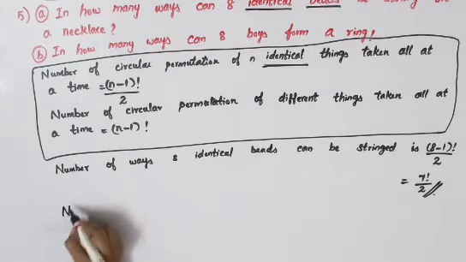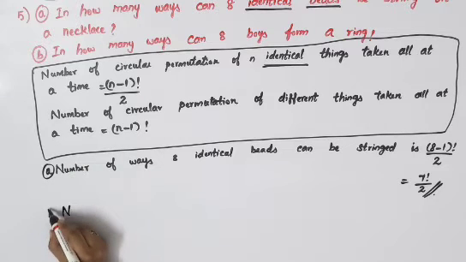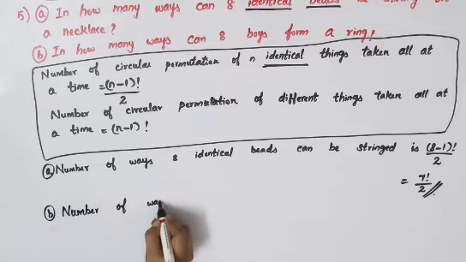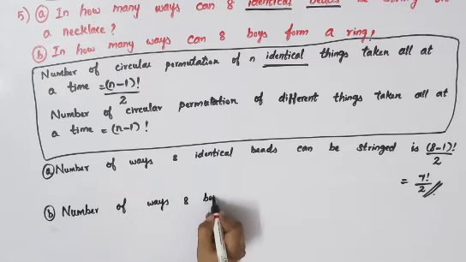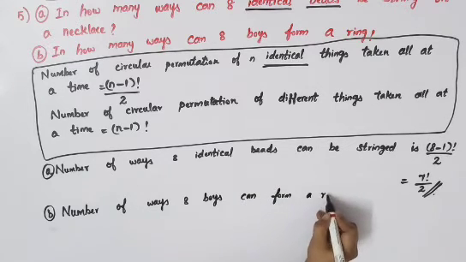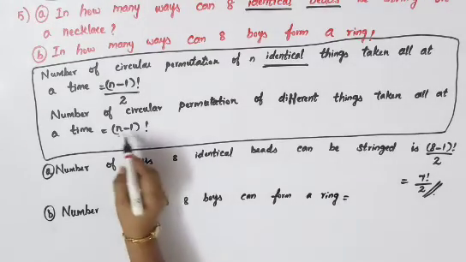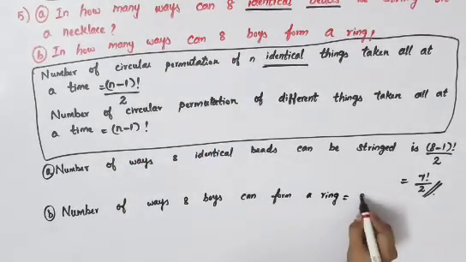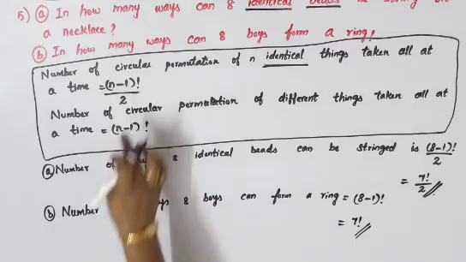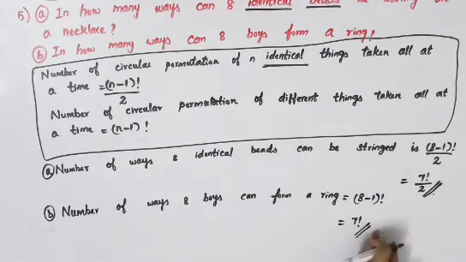Therefore, this is the A subdivision answer. B is the number of ways 8 boys can form a ring is equal to n minus 1 factorial. Again here only 8 is given. So 8 minus 1 factorial, which is equal to 7 factorial. So this is your answer for your second subdivision, the B subdivision. If you know these two formulas, straight away just substitute and get your answer. So this is the answer for your fifth question.